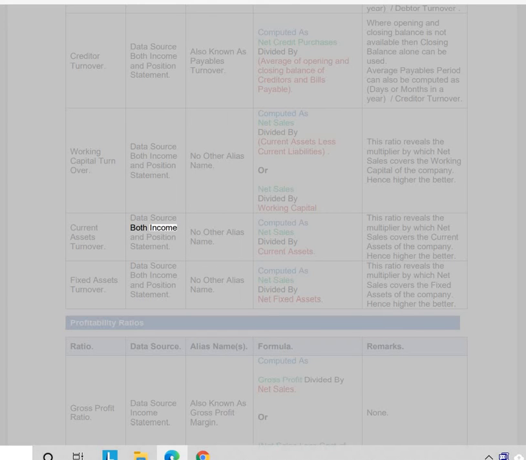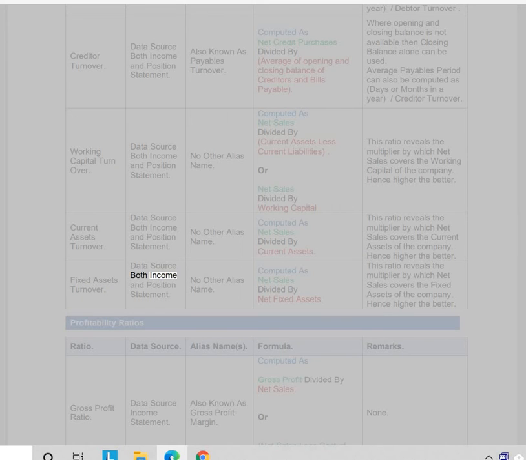Current assets turnover. Data source: both income and position statement. No other alias name. Computed as net sales divided by current assets. This ratio reveals the multiplier by which net sales covers the current assets of the company. Hence higher the better.